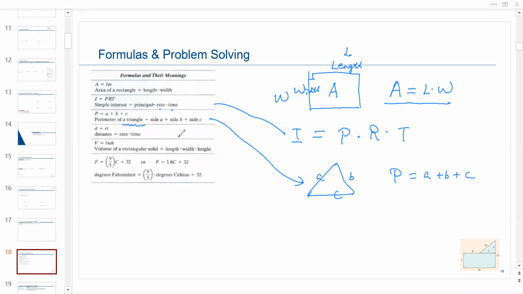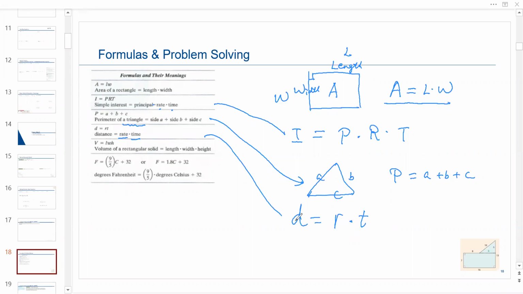And distance is equal to rate times time. Distance is rate times time. Something like, you say 60 miles per hour, you drive 2 hours, right? So you get 60 times 2, right?